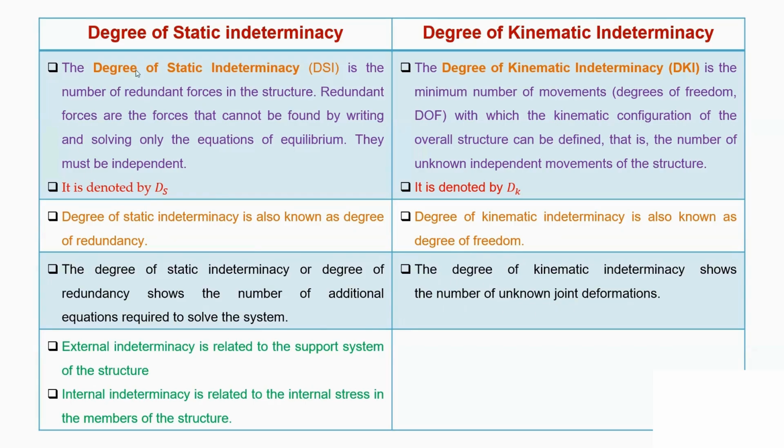As we know, the degree of static indeterminacy is related to external indeterminacy and internal indeterminacy. External indeterminacy talks about the support system of the structure, that means the reactions part, whereas internal indeterminacy is related to the internal stresses in the members of the structure. That means it is related to the member forces. So this is all about the difference between static and kinematic indeterminacy.